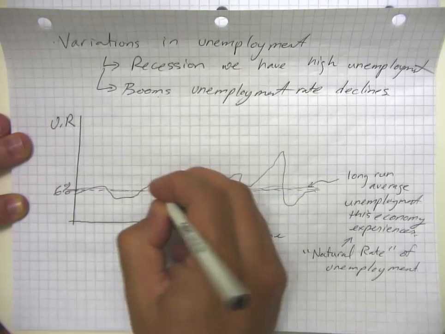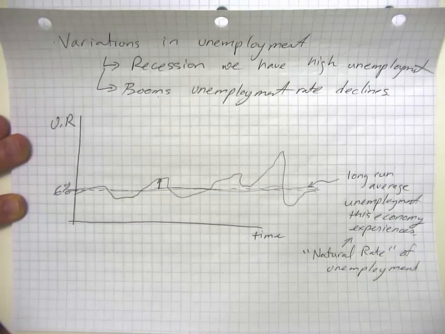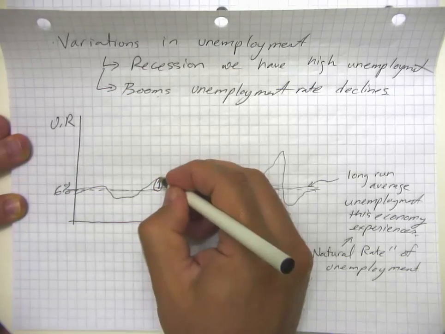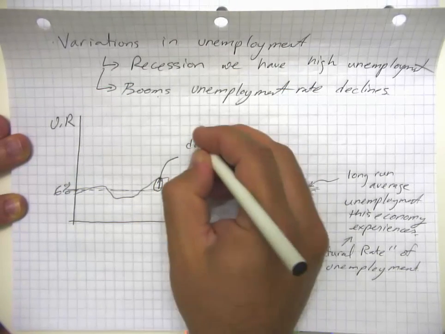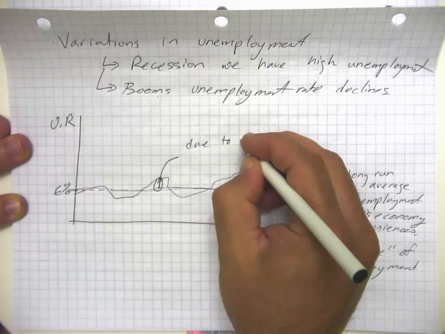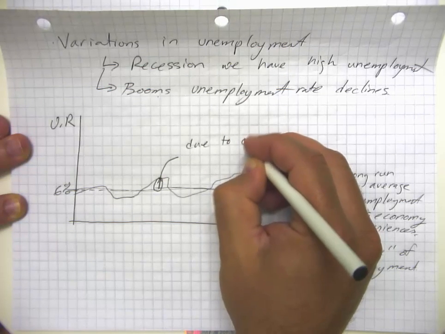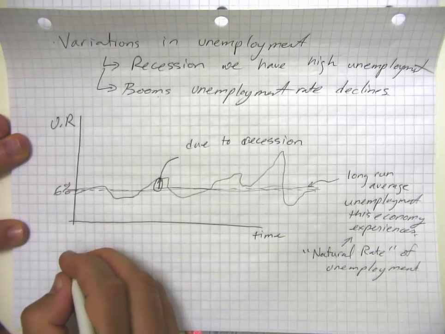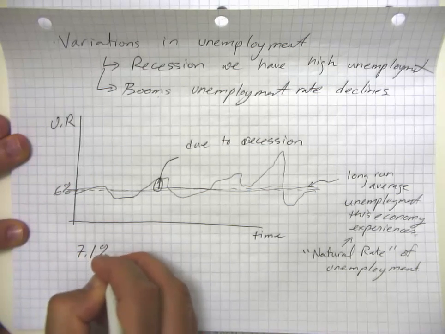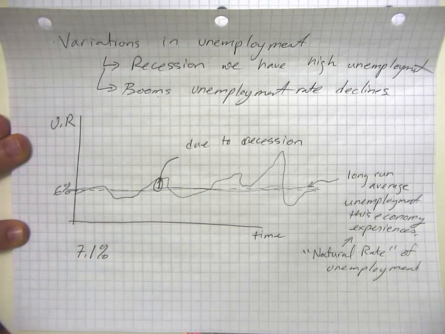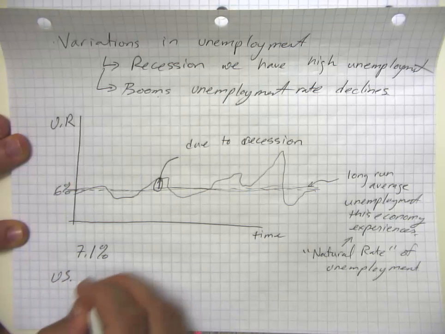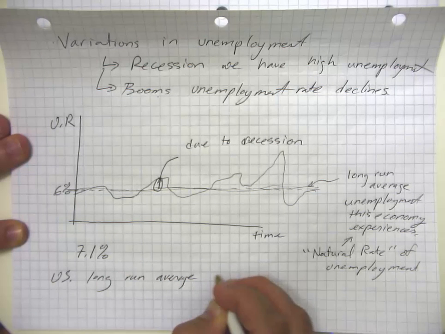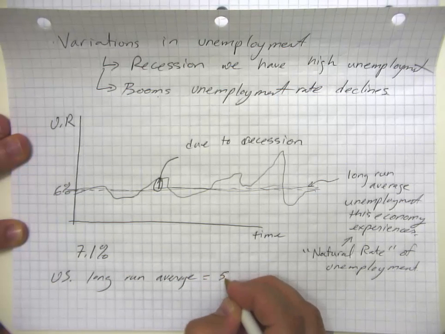But then what happens, of course, is that sometimes unemployment is higher than its average. And this amount that unemployment is higher than its average is due to, typically, a recession. So, for instance, right now, at this time, I believe the unemployment rate is 7.1%. And the U.S. long-run average unemployment rate is about 5.5%, say.